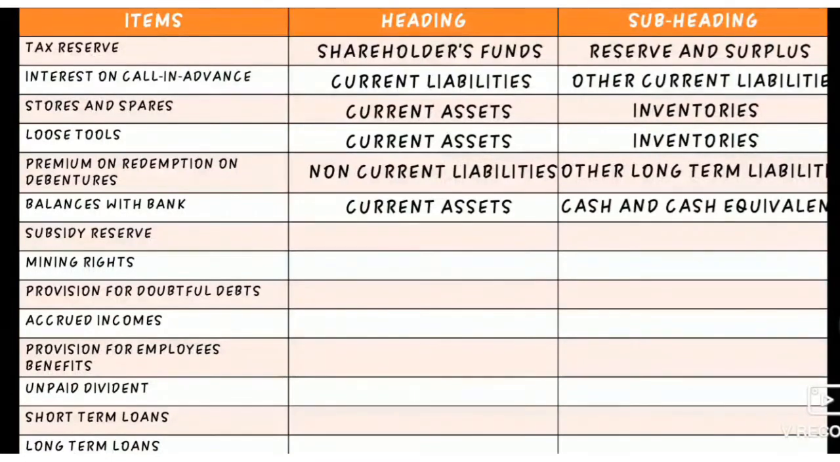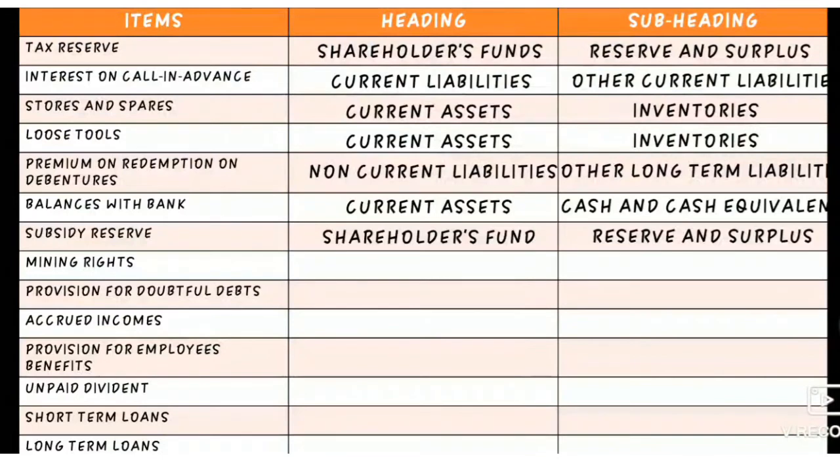Next, subsidy reserve. All the reserves come under the reserve and surplus subheading. If all the reserves are coming under reserve and surplus, automatically their heading will be shareholder fund. So the heading will be shareholder fund, and reserve and surplus will be the subheading. You can see that all the reserves will come under reserve and surplus. As you see, reserve is written at the end, so it will automatically go in reserve and surplus. No doubt should be there.